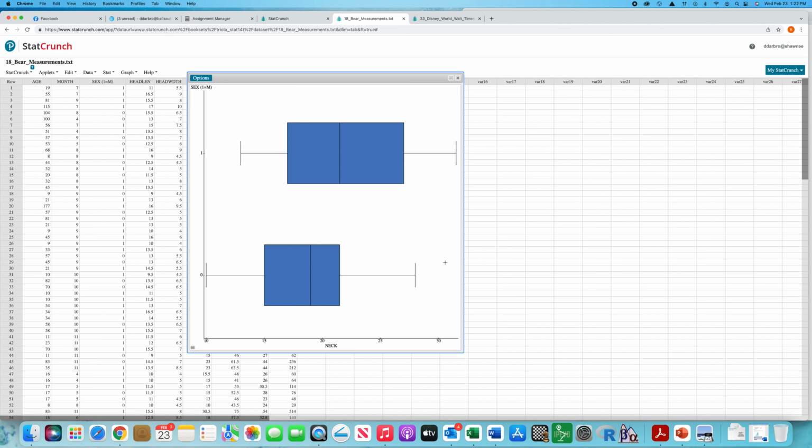Again, center, spread, outliers. The median is higher for male bears than female bears. The variability, if I go from here to here and here to here, I don't see a lot of difference in the variability. However, I see that the IQR is 10 here and the IQR is 6.5. So the variability of the middle 50% is more for the male bears than for the female bears. And again, I can report there are no outliers for the weights across gender.